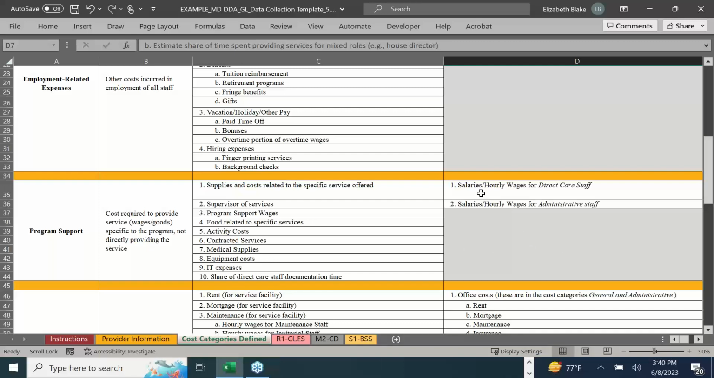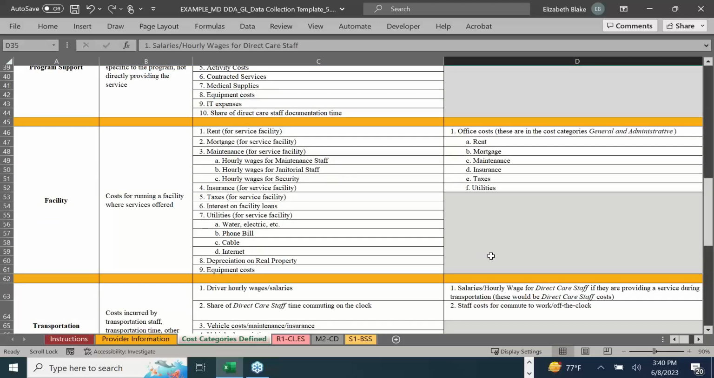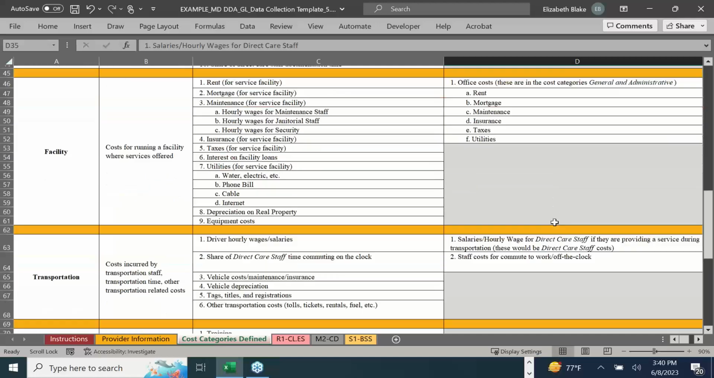So under here, we want to exclude our salaries and hourly wages for our direct care staff, as well as the administrative staff. We've been over where those go in terms of their cost category. So for facility, one of the important distinctions to make is that we're not going to include any of the office costs under our facility costs. These facility costs are going to be just for running a facility where services are actually offered. So things to exclude here would be the rent, mortgage, maintenance, insurance, taxes, and utilities for the office, because that's going to be under general and administrative.